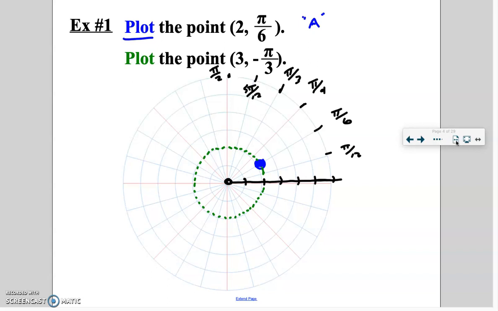Now, let me get rid of this for a minute. All right, so we said that we were going to label this also as A. There's one A. So next up, we're going to plot the point 3, negative pi over 3. All right, so that's going to change things for us just slightly. Not initially. We're still going to start by, from the pole, going out now 1, 2, 3. We know that's not our final destination. But we always rotate counterclockwise until what? Until we have a negative angle. Now I'm not going to go counterclockwise, I'm going to go clockwise.